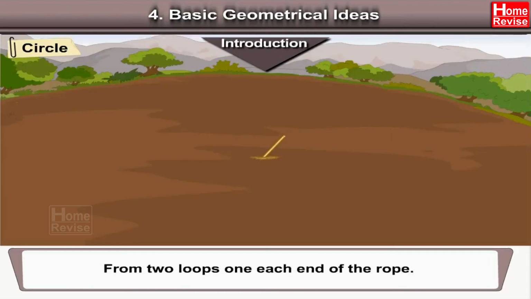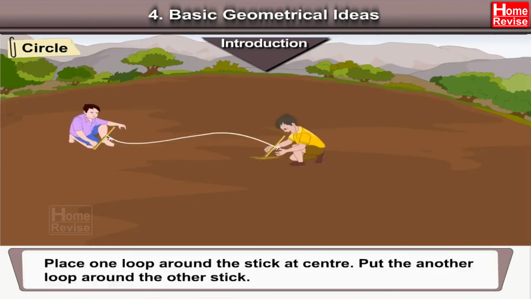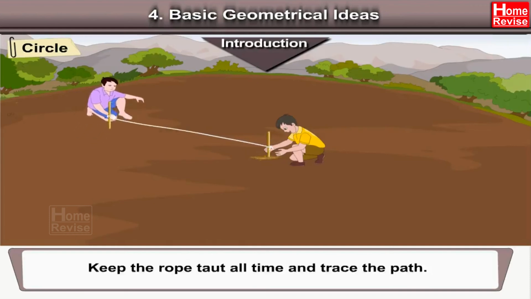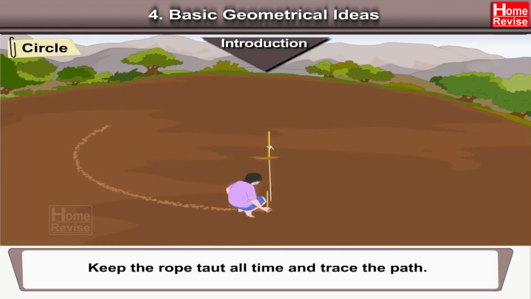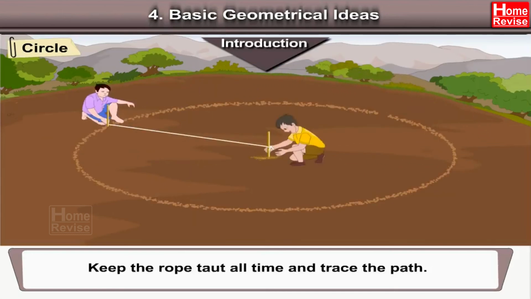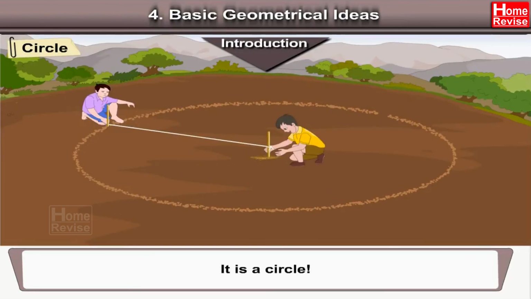Form 2 loops, one at each end of the rope. Now place one loop around the stick at the center. Put the other loop around the other stick. Keep the stick vertical to the ground. Keep the rope taut all the time and trace the path. Both the children shouted, "Hooray! It is a circle!"